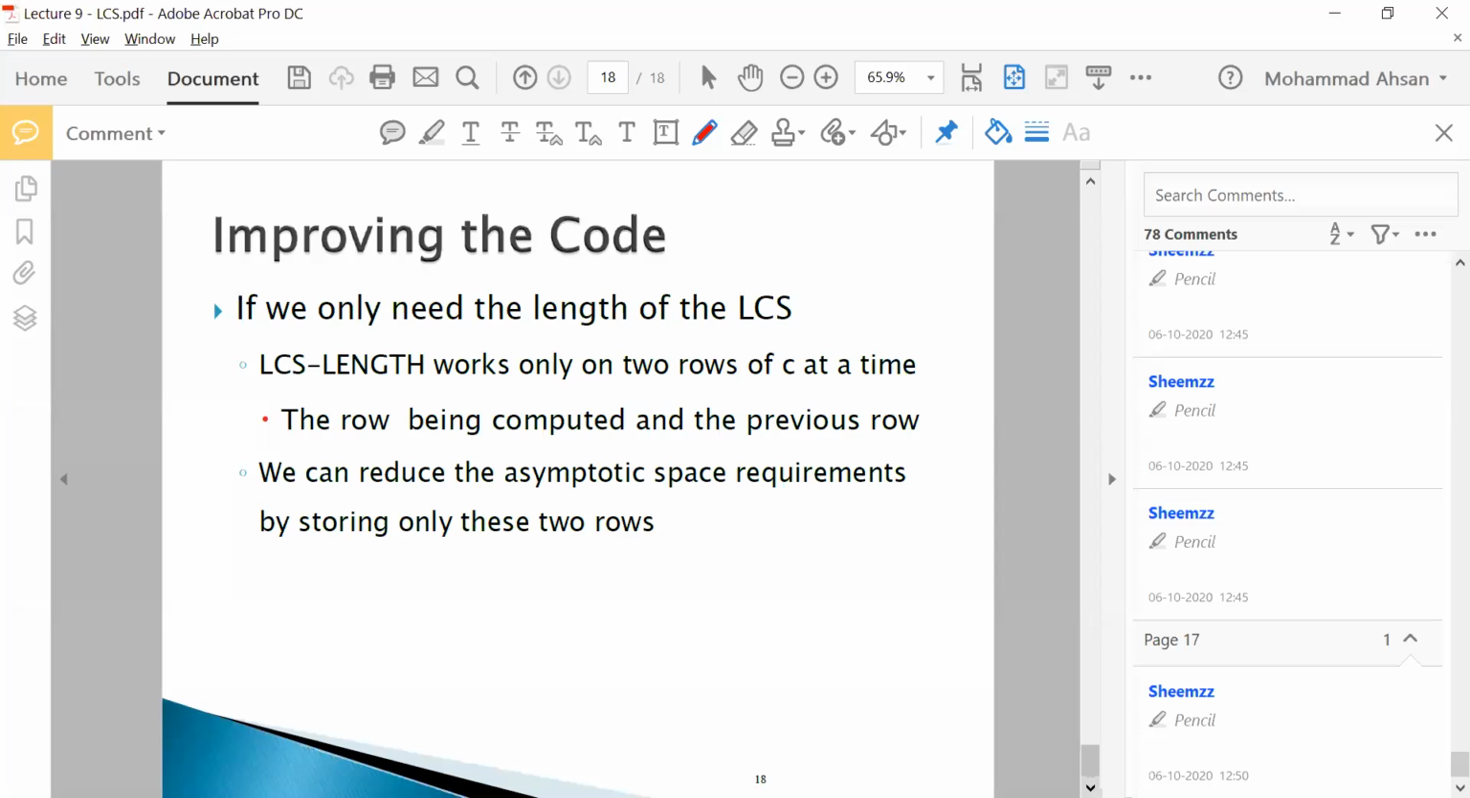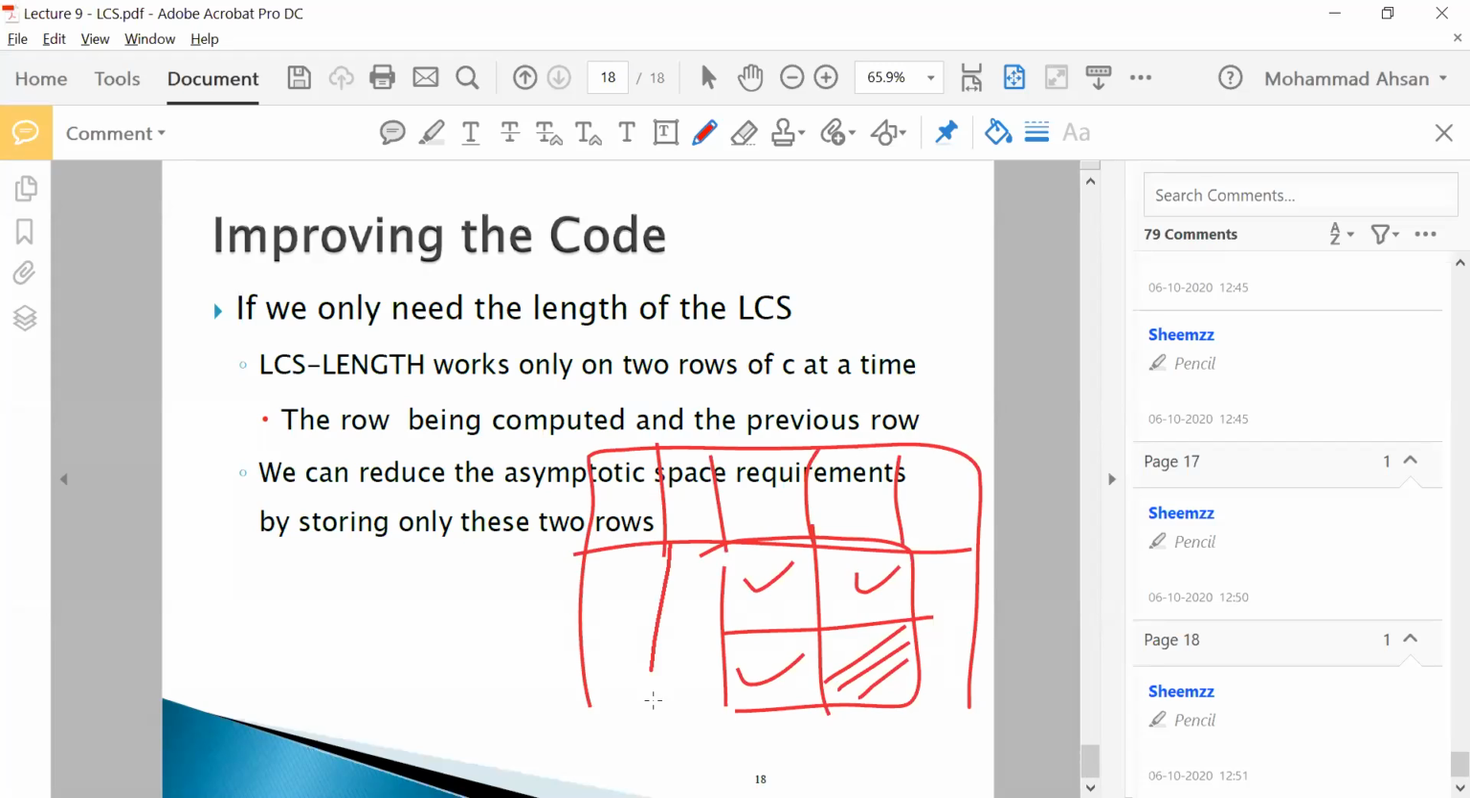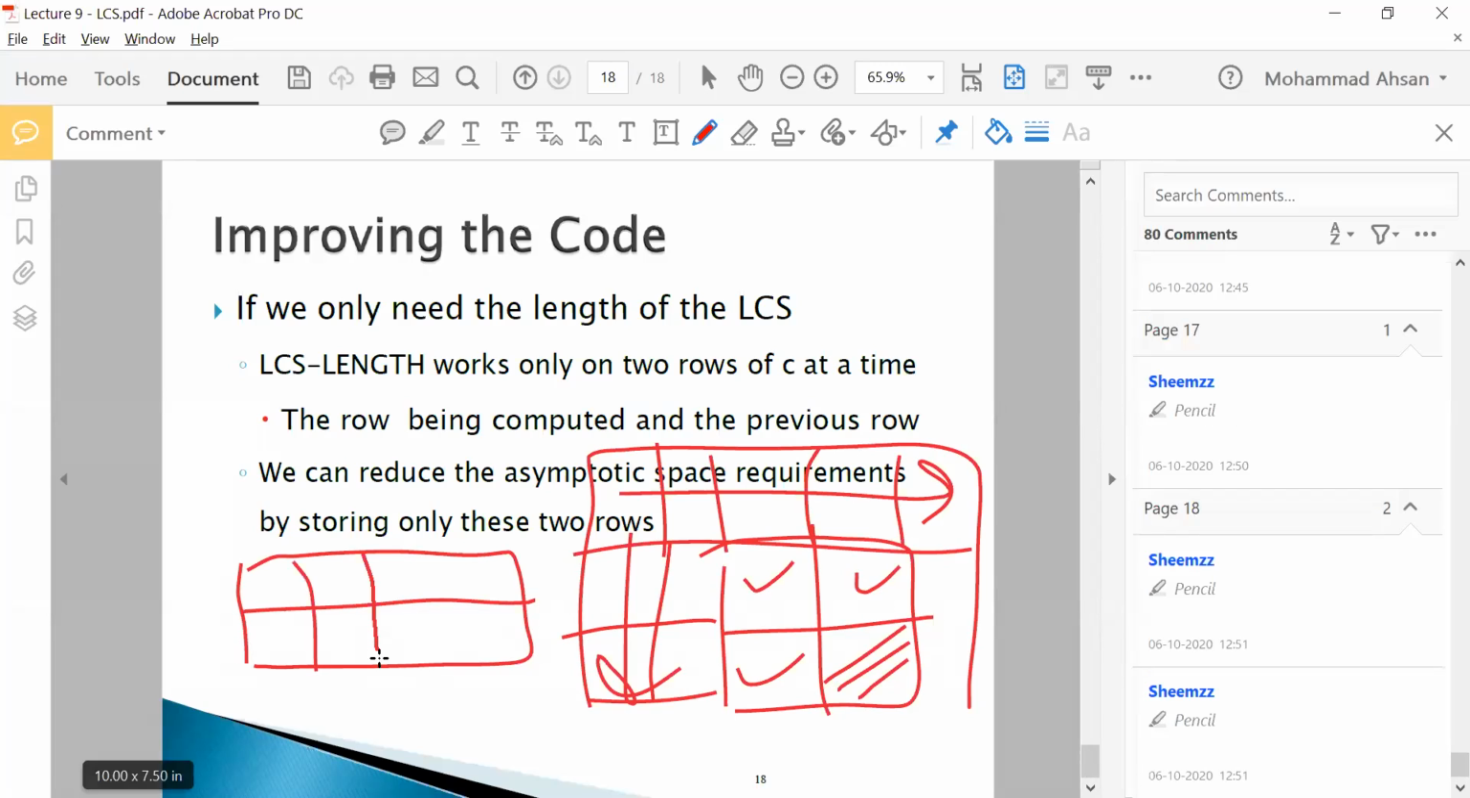If we only need the length of the longest common subsequence, we just need to calculate the C table. And like you saw, when we are calculating this box, we need these 3 boxes. So we don't need any previous boxes anywhere here. If you want to really save on space, after you have calculated this row and this row, when you have to calculate the next row, you can override the previous spaces.